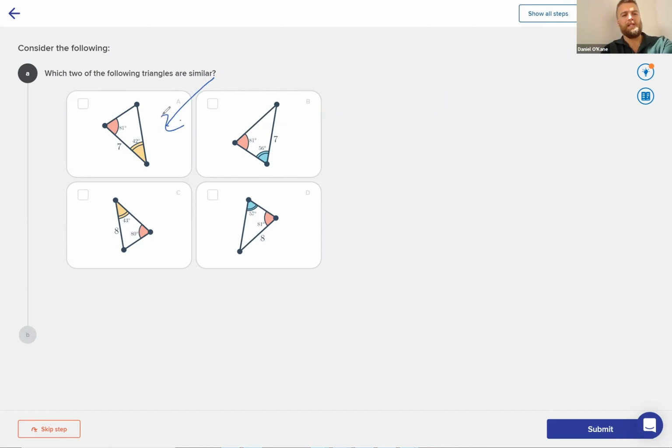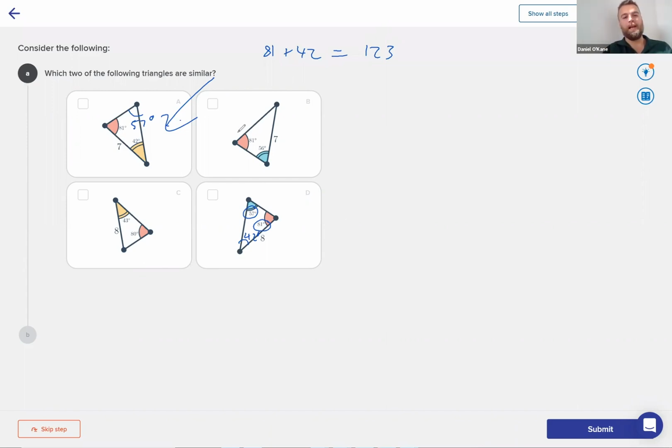So looking at case 1, 81 plus 42 is going to be 123. So then that missing angle would have to be 57. Now I've got 81, 57, and 42. That matches option D, 81, 57. So that missing angle would have to be that yellow one, 42. So actually triangles A and D are similar.